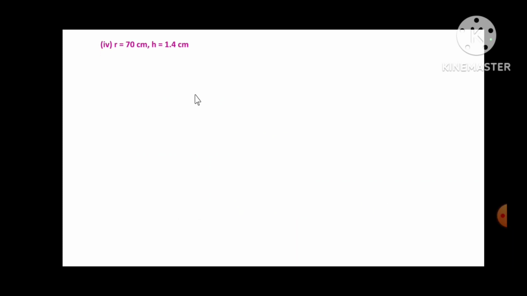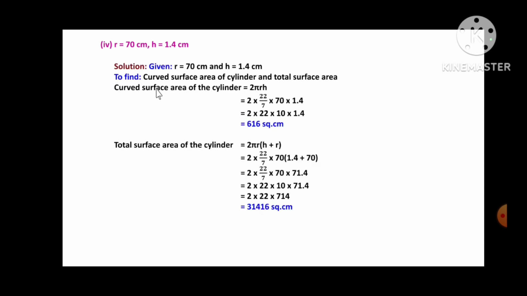The next is R is 70 centimeter and H is 1.4 centimeter. Here again we have to calculate the curved surface area and total surface area. The formula for the curved surface area is 2πrh. Put the values: 2 into 22 upon 7 into R is 70 and H is 1.4. Here 7 and 70, division is possible. So 7 ones are 7, 7 tens are 70. So 2 into 22 into 10 into 1.4. That leads to 616 square centimeter.